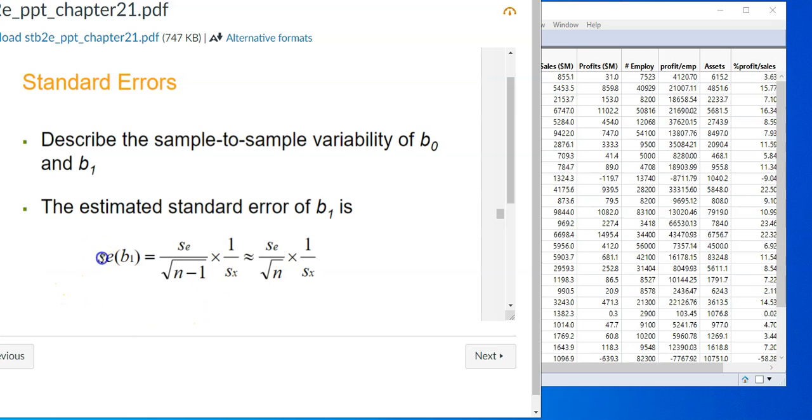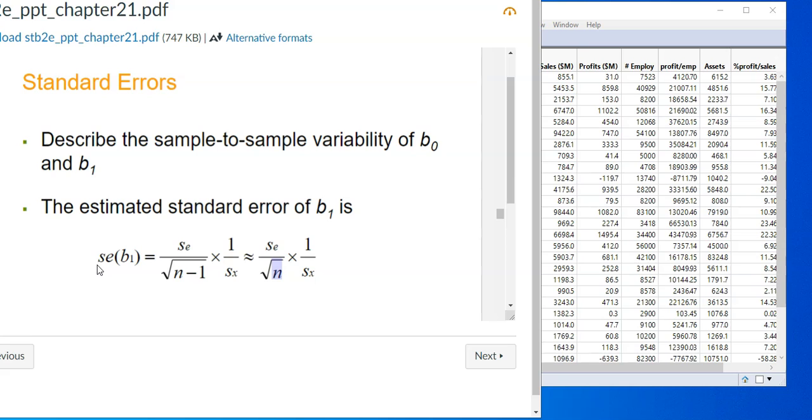So what this is telling us is that for B1, the standard error or standard deviation of errors for the slope has an inverse relation with the sample size. That means if you have a large sample size, you will have a lower standard error.